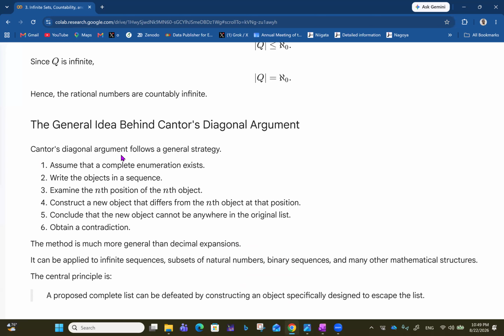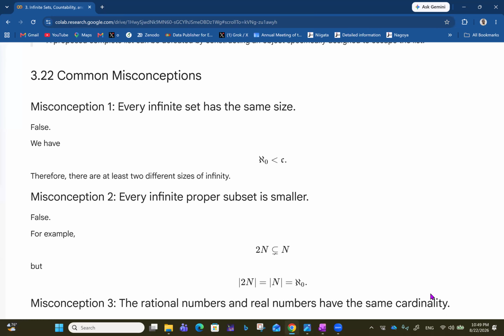So far we see the general idea behind Cantor's diagonal argument. Cantor's diagonal argument follows a general strategy. Assume that a complete enumeration exists, write the objects in a sequence, examine the nth position of the nth object, construct a new object that differs from the nth object at that position, conclude that the new object cannot be anywhere in the original list, and obtain a contradiction, which we've done a couple of times now. So the method is much more general than decimal expansions. It can be applied to infinite sequences, subsets of natural numbers, binary sequences, and many other mathematical structures. The central principle is that a proposed complete list can be defeated by constructing an object specifically designed to escape that list.